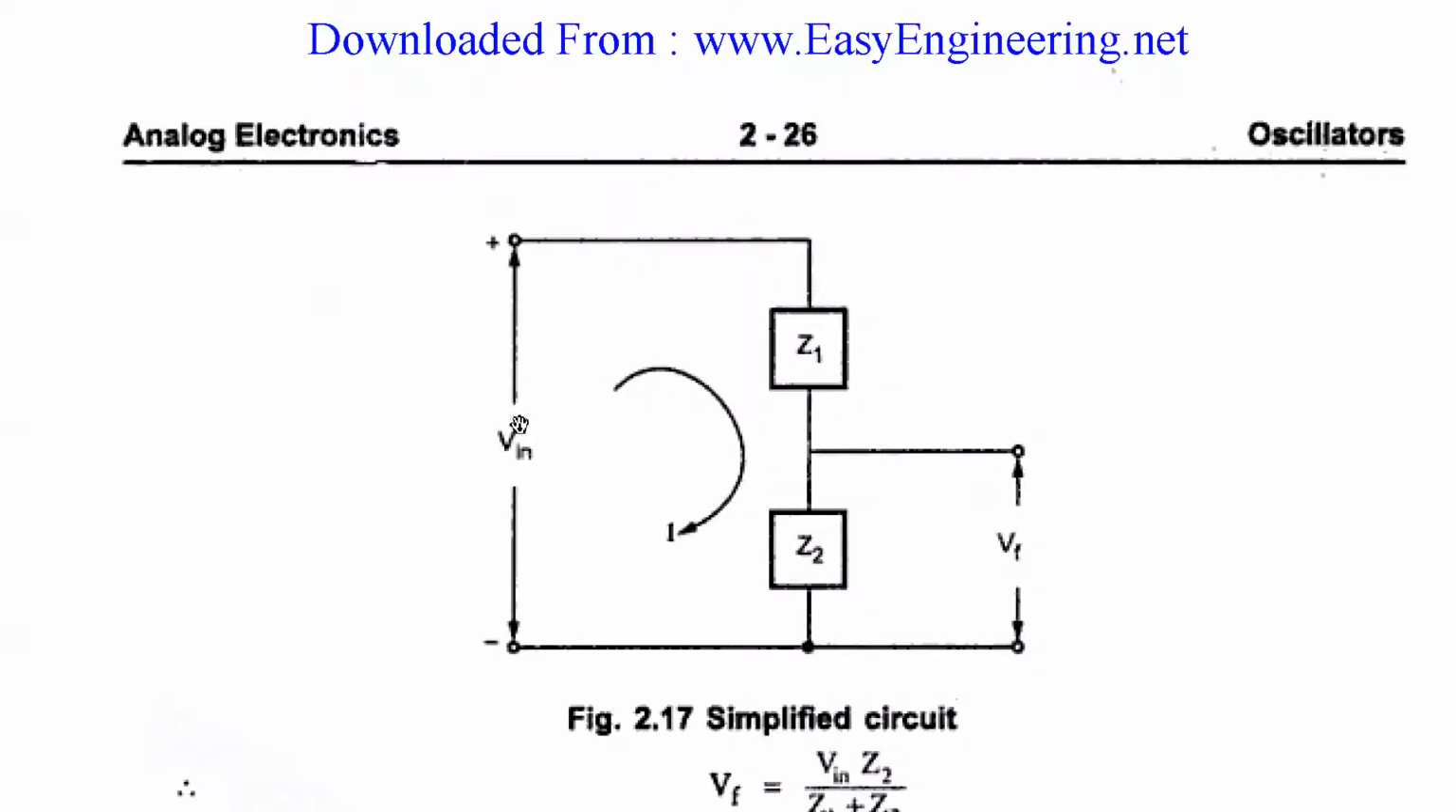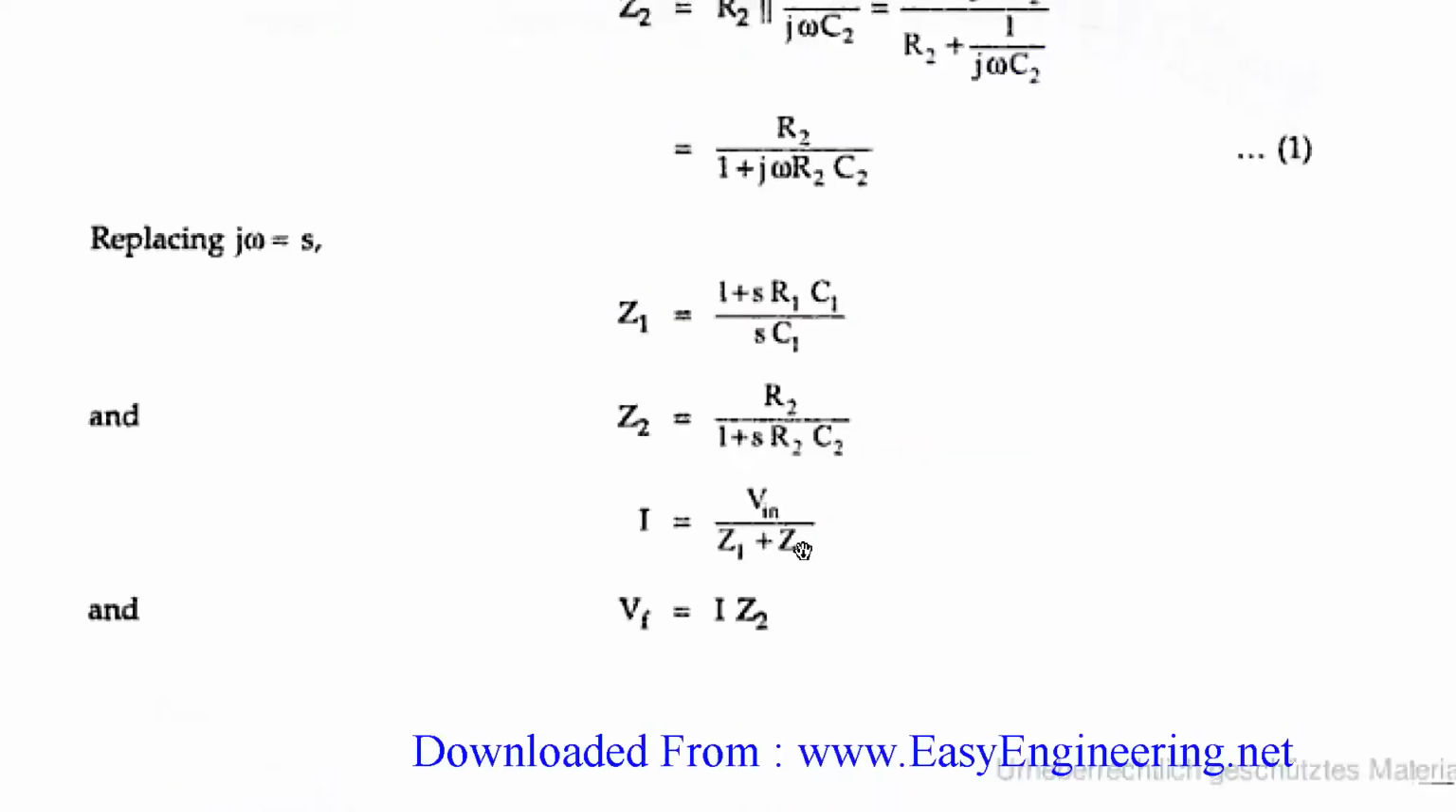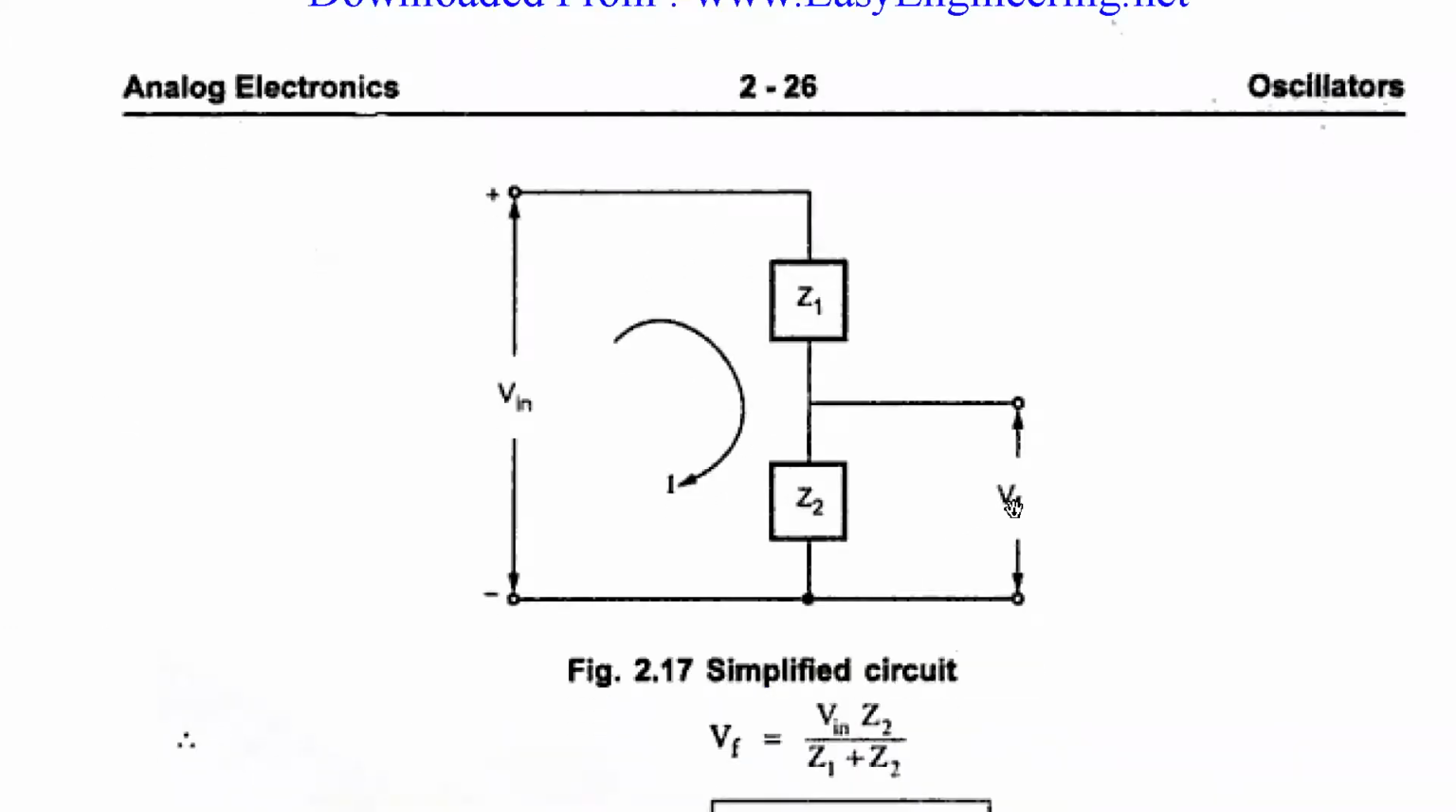Current I, you can represent as total voltage divided by total impedance. So I we can write as V in by Z1 plus Z2. Then by Ohm's law, VF equals I times Z2. So VF will be simply V in times Z2 by Z1 plus Z2.